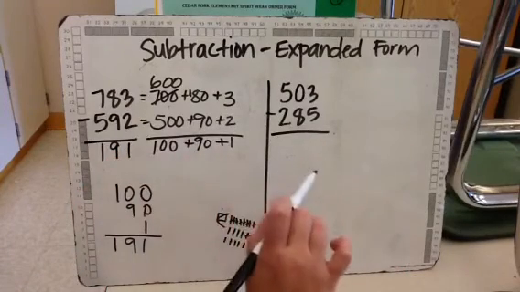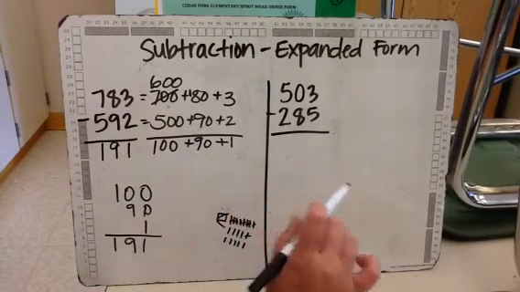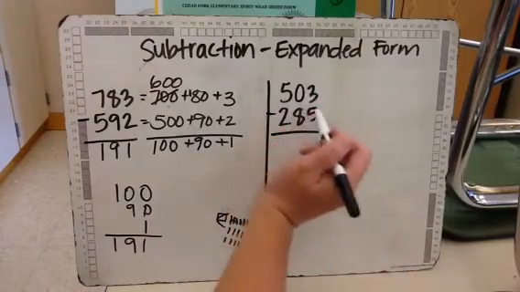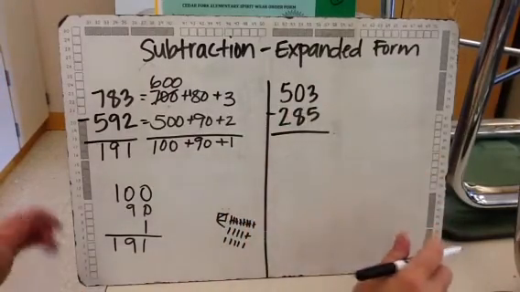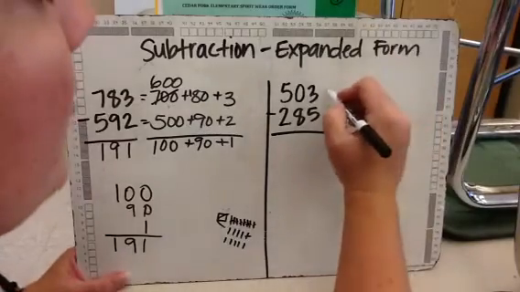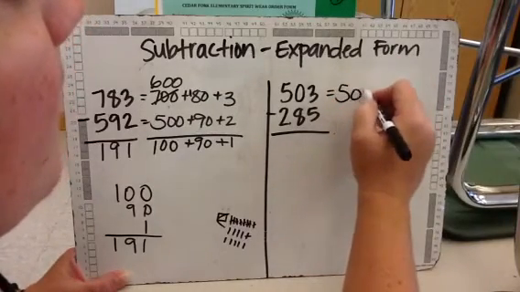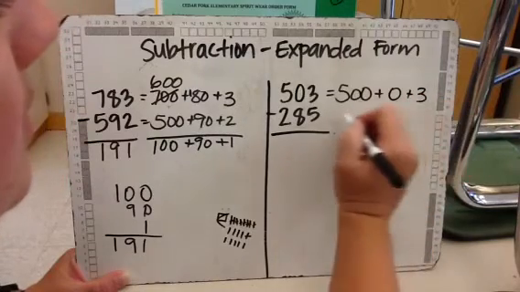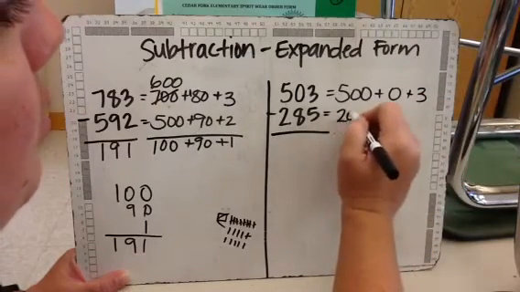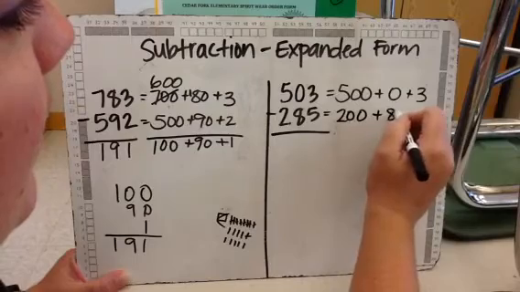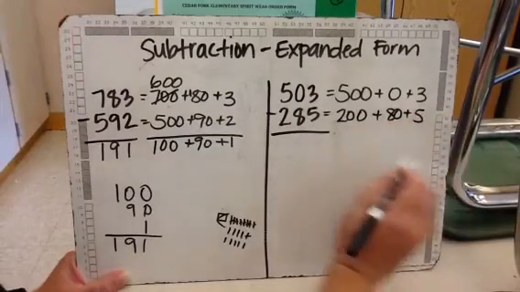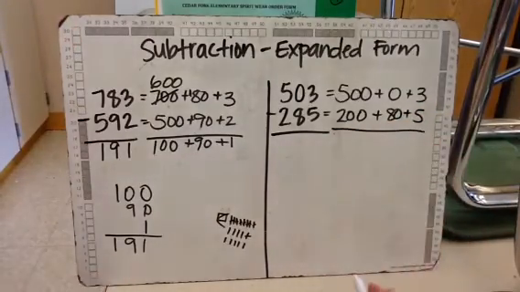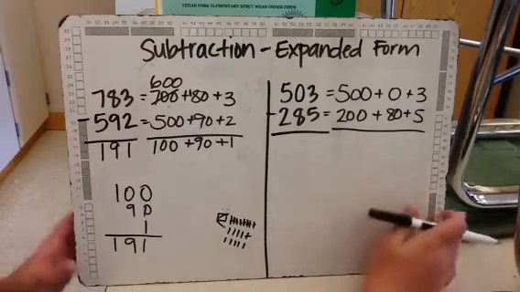I'm going to move over and do another example that is a little bit trickier. So for this one, I'm doing 503 minus 285. Same first step of putting it into expanded form. So I have 500 plus no tens and 3 ones. And I'm subtracting 200, 80, and 5.